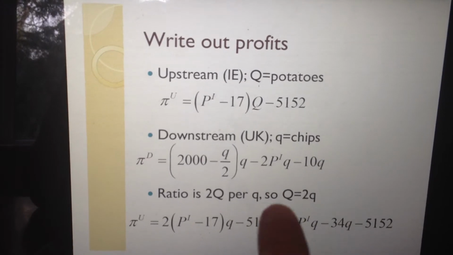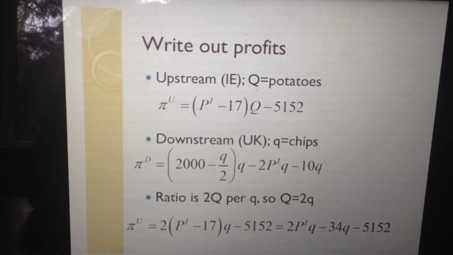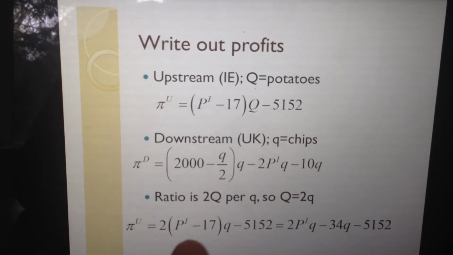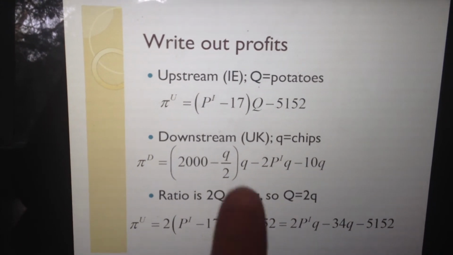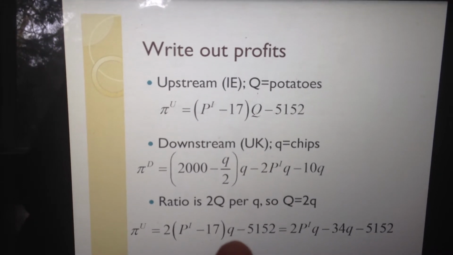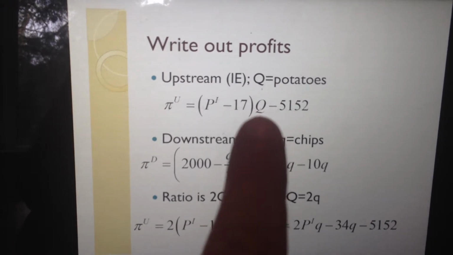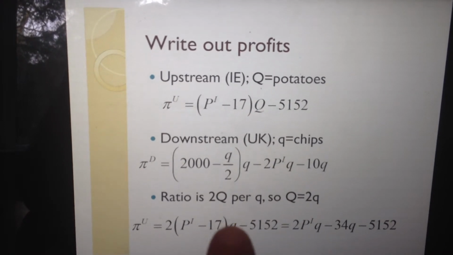Right there is where most people are going to screw up the math. So keep an eye on that. Practice that for a little bit. Why is that useful? Well, because we can plug that in to get rid of the big Q up here in the upstream firm's profits, so that way we're just dealing with little q's. So I'm replacing the big Q with 2 times little q.